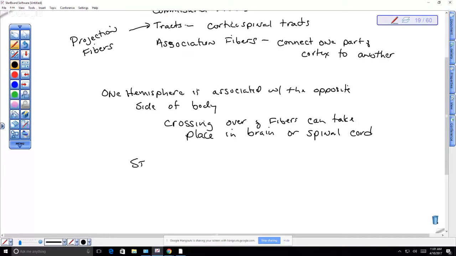So let's say we have a stroke, which we talked about. This could be a broken blood vessel or a blocked blood vessel to part of the brain, right? So if I have a stroke and I have damage in my left hemisphere, it's going to affect movement in my right side of my body, right? So opposite damage affects the opposite side of the body.